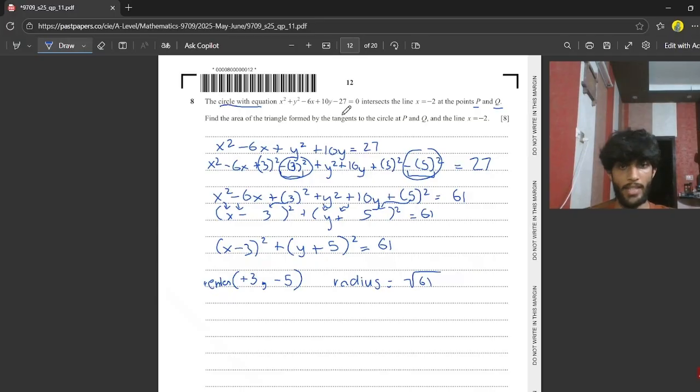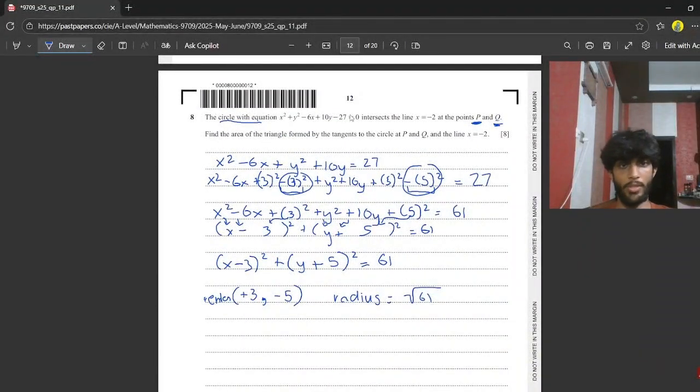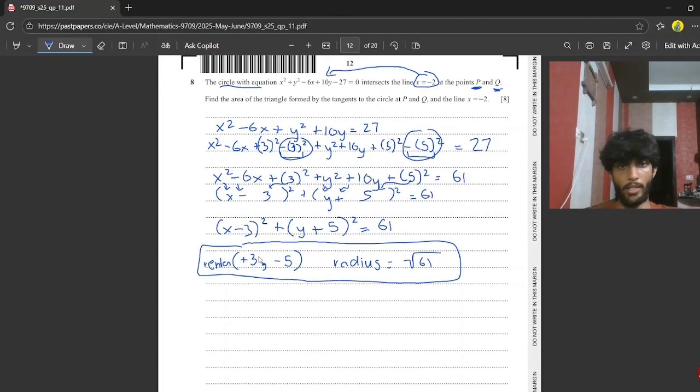Now I need to find where they intersect. The line x equals negative 2, and the circle, where do they intersect? The coordinates of point P and Q. So I have the value for x, which is negative 2. I have line x to be negative 2. The way I find points of intersection is I merge 2 equations together and solve them simultaneously. So I chuck this into this equation, and I'm going to get, this is important, so I'm just going to put all of this in a box. I'm going to get, instead of x squared, I will now have negative 2 squared plus y squared minus 6 times negative 2 plus 10y minus 27 equals 0.